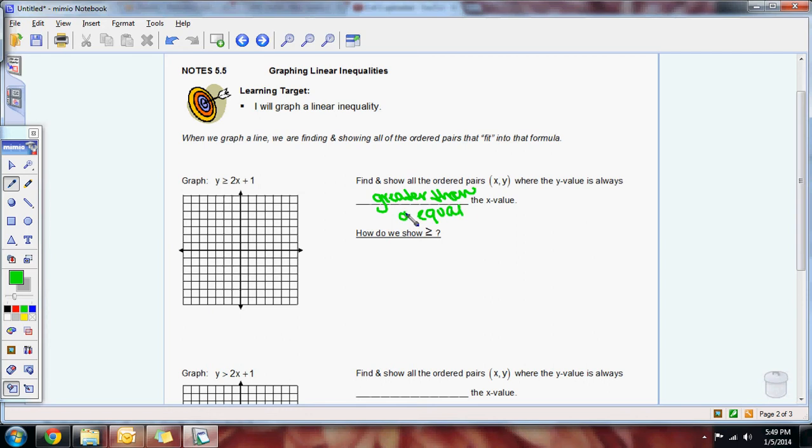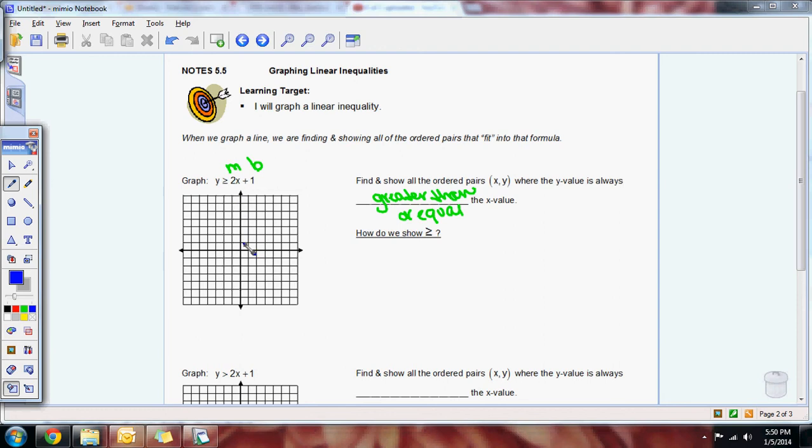So let me show you what I mean. Essentially, it's very similar to graphing equations. This is your b, this is your m. You're going to do all of that the same way. So let's go ahead and do that. We're going to start at 1, and we're going to move up 2 over 1, up 2 over 1, up 2 over 1. But instead of just drawing your line here, now this could be equal to that.